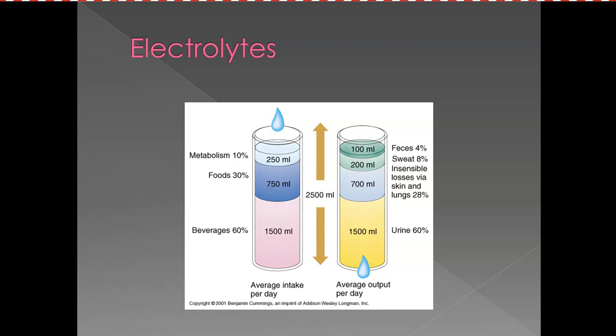So you can see here that there needs to be a maintenance of electrolytes in the body at a certain level, and we're constantly trying to replace those via things such as metabolic processes that happen within the body, foods that we eat, and things that we drink.